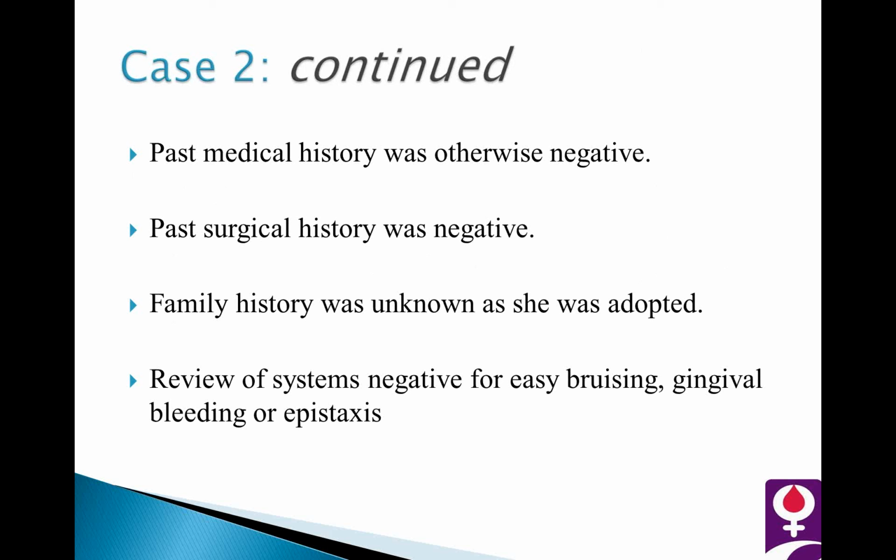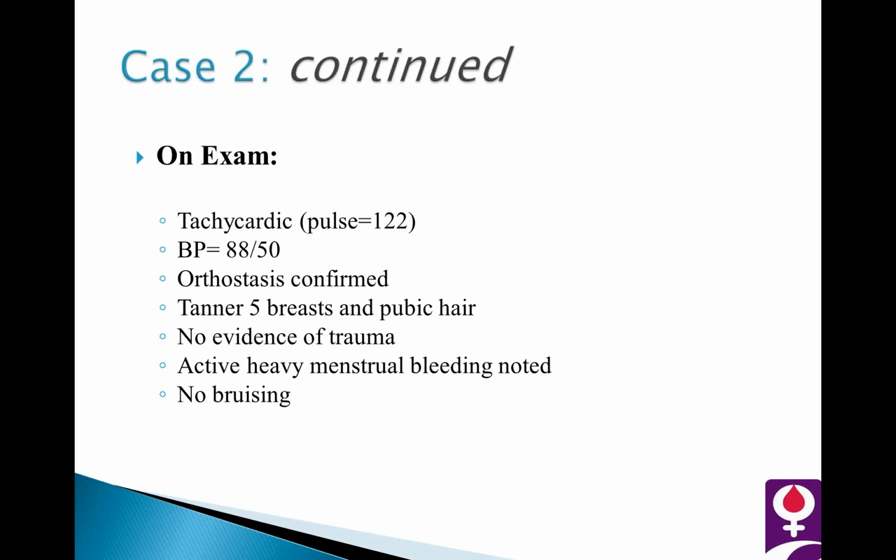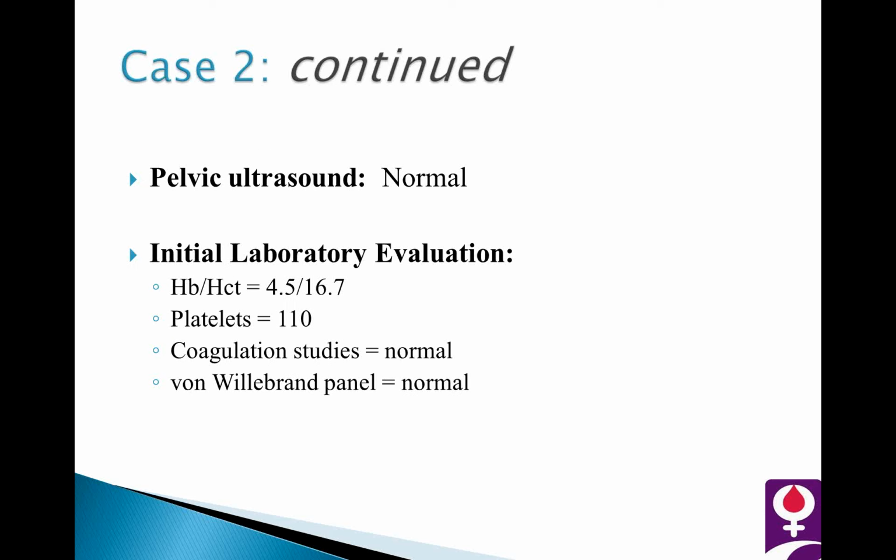Unfortunately, family history was not known as she was adopted, and her review of systems was negative for easy bruising, gingival bleeding, or epistaxis. On exam, she was found to be tachycardic with a pulse of 122. Her blood pressure was low at 88/50, and orthostasis was confirmed. She had normal pubertal development, no evidence of trauma, but active heavy menstrual bleeding was noted. Of note, on her skin exam, she had no evidence of bruising or petechial rashes.